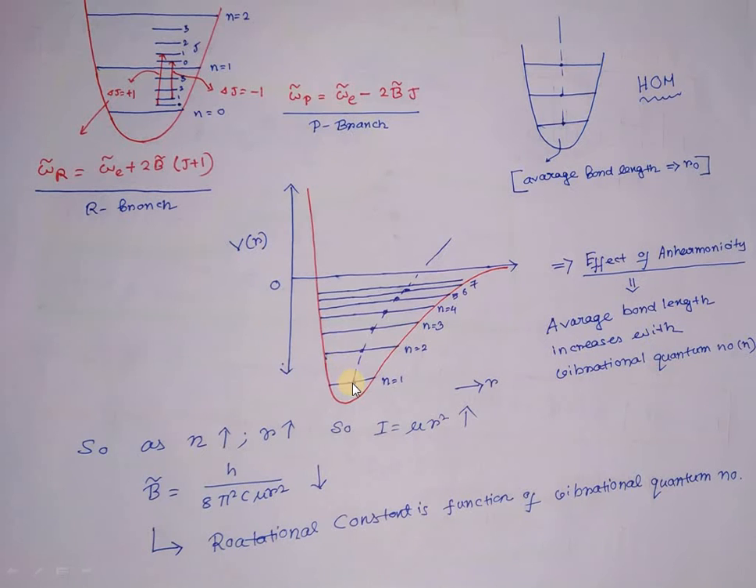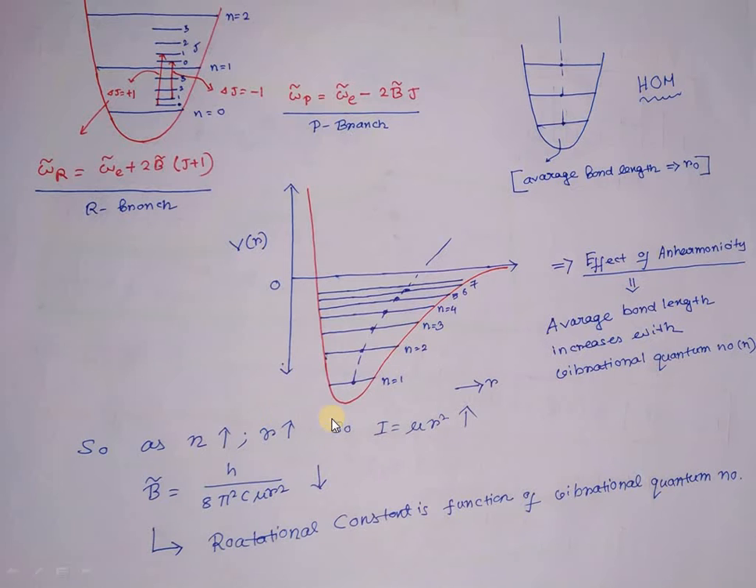So you can see that these are the average bond lengths, and the average bond length increases as the vibrational quantum number increases. So this is basically the effect of anharmonicity. As the vibrational quantum number goes up, the average bond length also goes up.